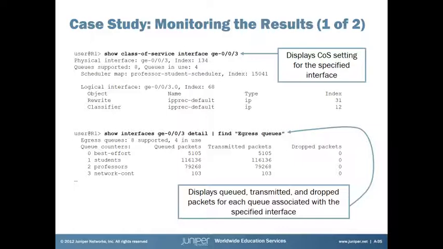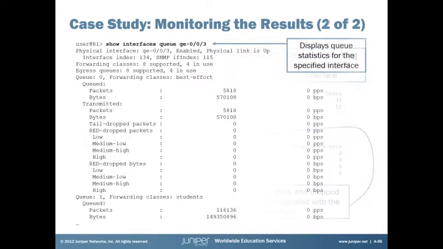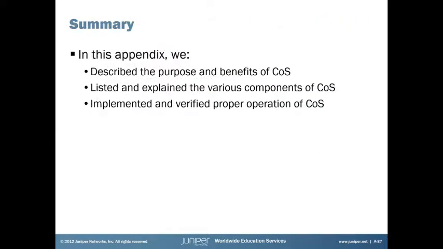And let's monitor the results. So show class-of-service interface ge-0/0/3, and we can see that we have got the rewrite, the classifier right there. And if we take a look at the interfaces detail, ge-0/0/3, we can find the egress queues. We can see we've got queue information on there. And we can also take a look at the packets that are being transmitted in those various queues.